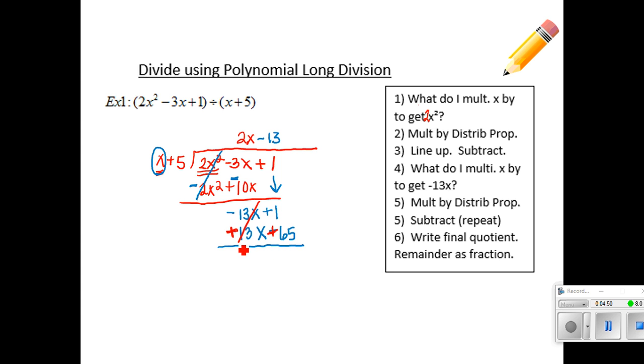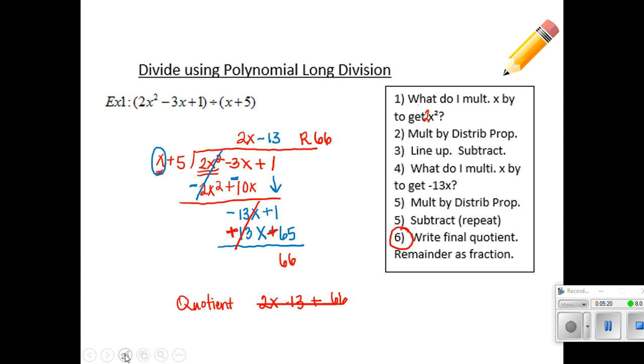The first two should cancel. What's 1 plus 65? 66. So the remainder is 66. But now we have to write our answer in a quotient, making sure our remainder is a fraction. So our quotient is 2x minus 13 plus whatever that number is, 66.